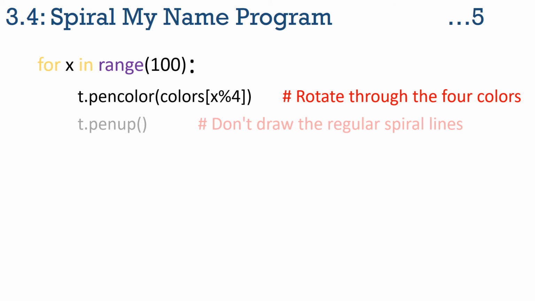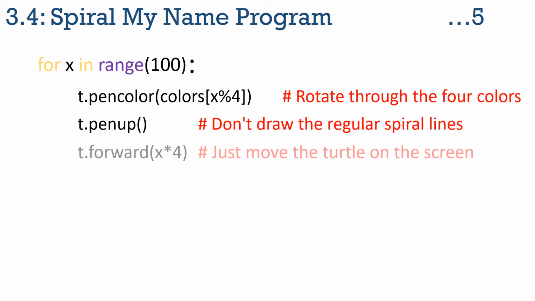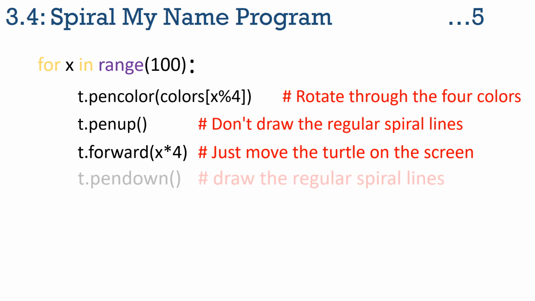To tell the system not to draw the regular spiral line, we use t.penup, open parentheses and close the parentheses. To move the turtle or the pen forward, we will use t.forward. Then we will pass a number of pixels as a parameter. In our case, the parameter is x times 4. X is the sequence in the for loop. We will use t.pendown to draw the regular spiral lines again.